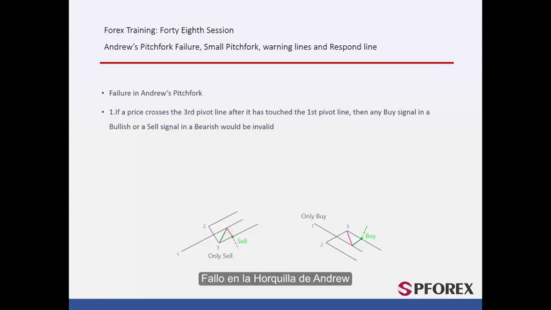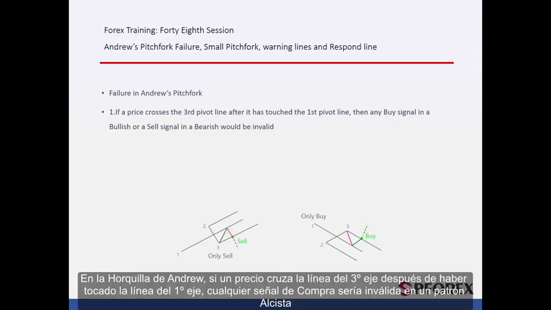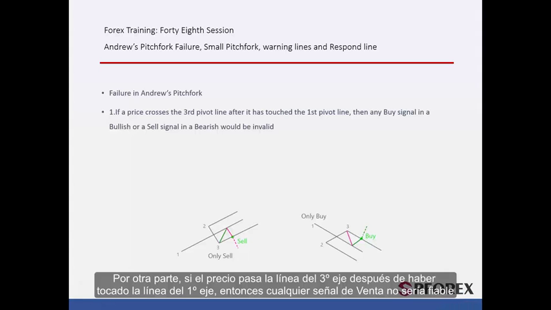Failure in Andrew's pitchfork. In an Andrew's pitchfork pattern, if a price crosses the third pivot line after it has touched the first pivot line, then any buy signal would be invalid in a bullish pattern. On the other hand, if a price passes the third pivot line after it has touched the first pivot line, then any sell signal would be unreliable.